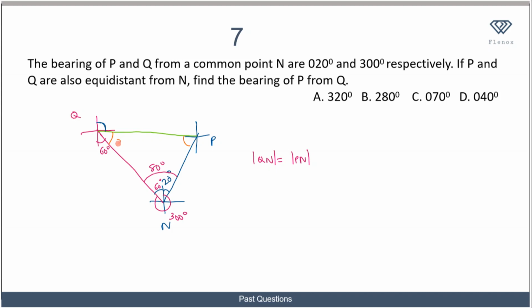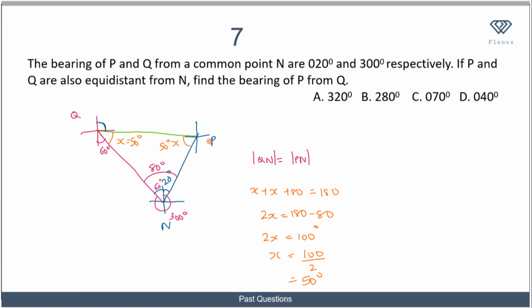So in the same way as we did in the previous example, I label it as x and x. So I know that the sum of angles in a triangle is 180 degrees. So I can write that 2x plus 80 is equal to 180 degrees. So 2x will be equal to 180 minus 80. So 2x will be equal to 100 degrees. So x will be equal to what? 100 divided by 2, and that's equal to 50 degrees. So I know that the angle over here is what? 50 degrees, and the angle over here is 50 degrees.